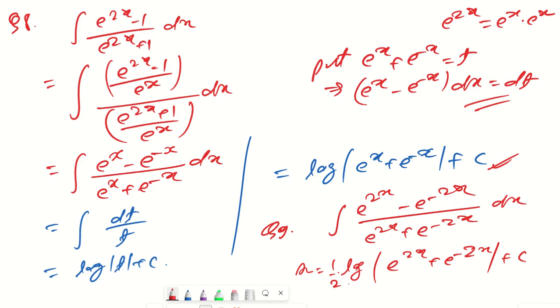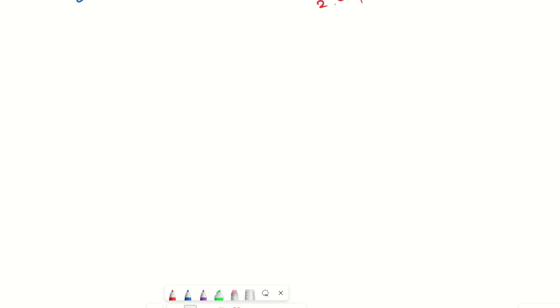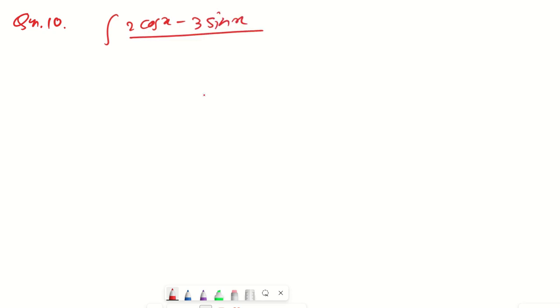Now let's take a question based on trigonometry formulas. The question is, integration of 2 cos x minus 3 sin x divided by 6 cos x minus 4 sin x dx. We will try to understand how we are going to substitute and solve this particular integration.